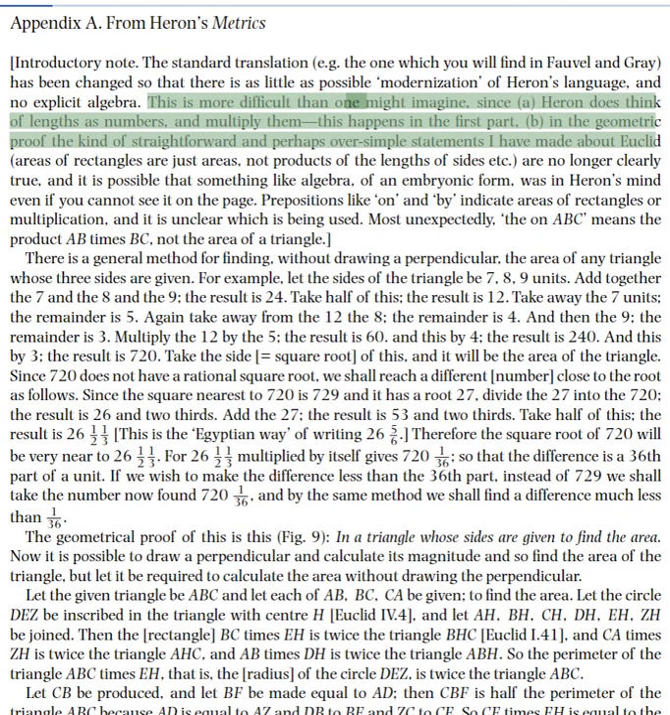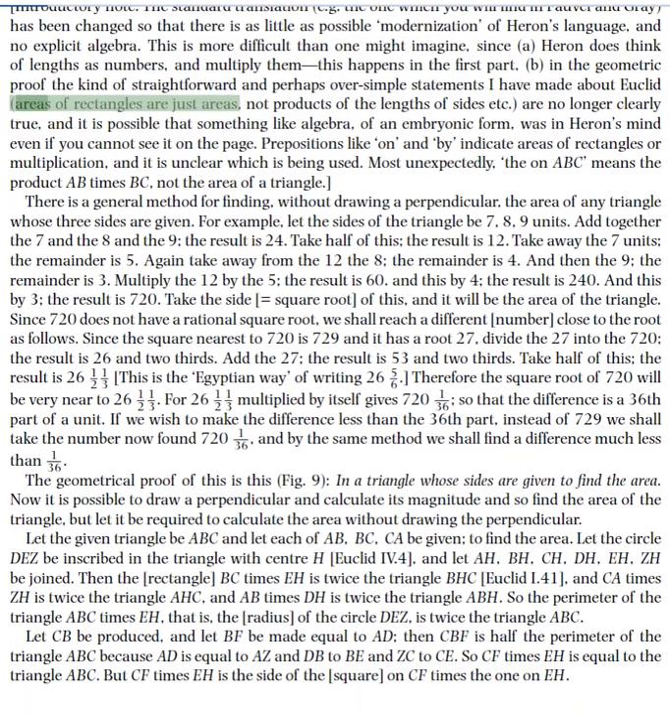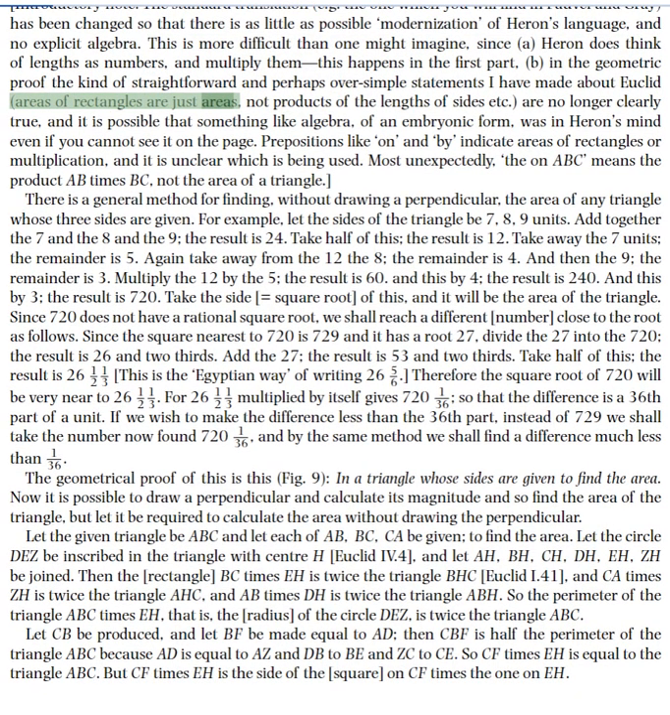This is more difficult than one might imagine, since Heron does think of lengths as numbers, and multiply them. This happens in the first part. In the geometric proof, the kind of straightforward and perhaps oversimple statements I have made about Euclid, areas of rectangles are just areas, not products of the lengths of sides, etc., are no longer clearly true.